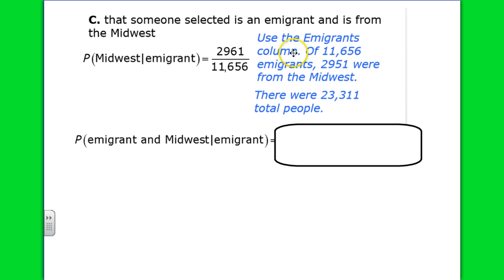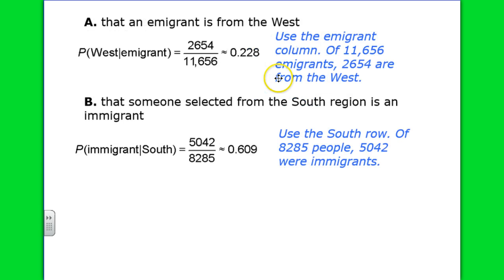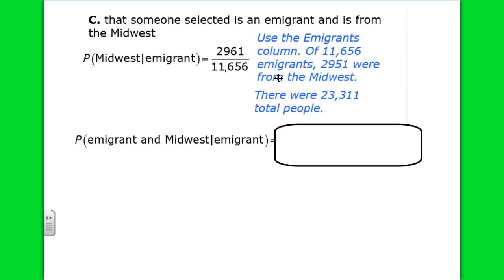Wait a minute. Use the immigrants column of the 11,656 immigrants, so that someone selected is an immigrant. I thought that they were talking about the total. It's always wrong. So they're now saying out of all the immigrants, rather than the total. If they say just a random person out of that whole table, they actually have not included everybody here. So I don't like their answer. I think it should be out of the total.